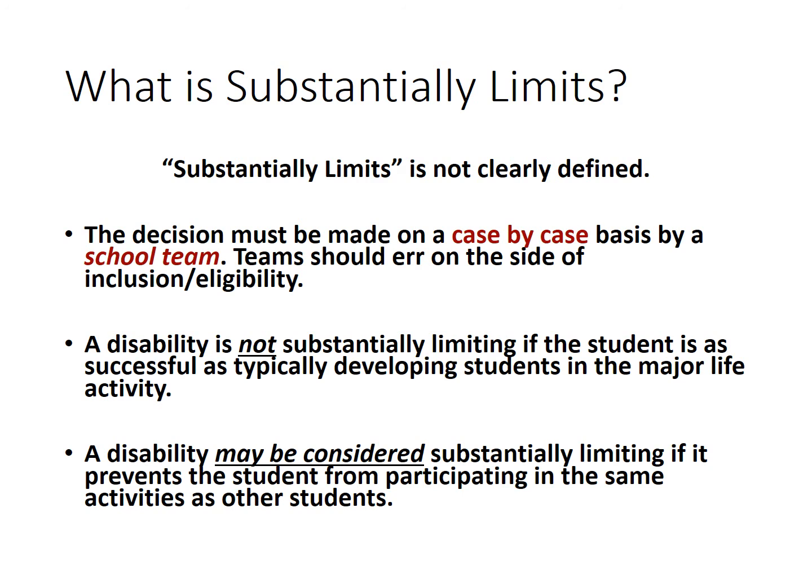What is the life activity that the impairment affects? And then question number 3 is important. How does the impairment substantially limit the child's life function? What is the threshold for substantially limit? Again, we don't have a clear definition, but the decision must be made on a case-by-case basis by the school team. Teams should always err on the side of inclusion and eligibility. A disability is not substantially limiting if the student is as successful as typically developing students in the major life activity. And a disability may be considered substantially limiting if it prevents the student from participating in the same activities as other students.